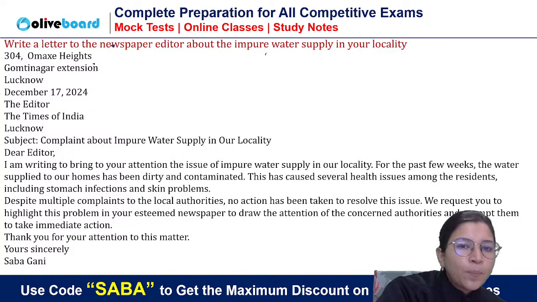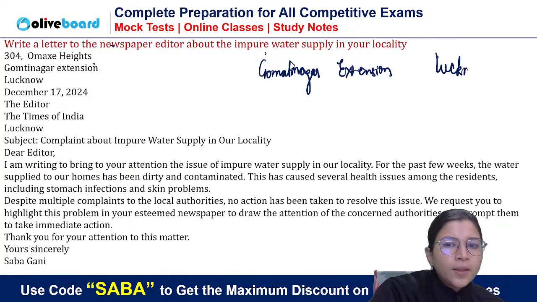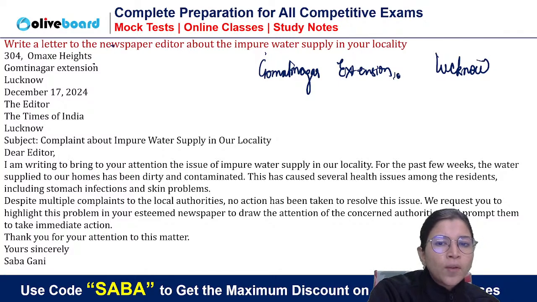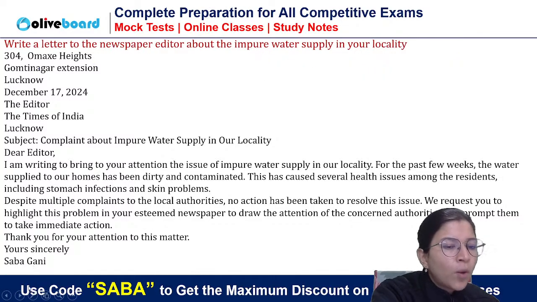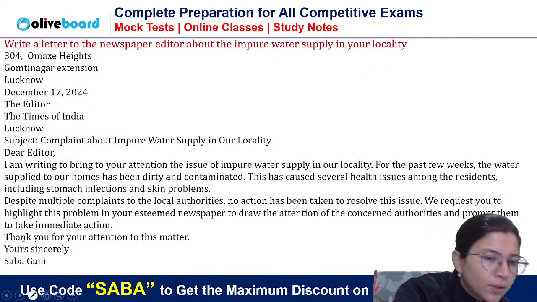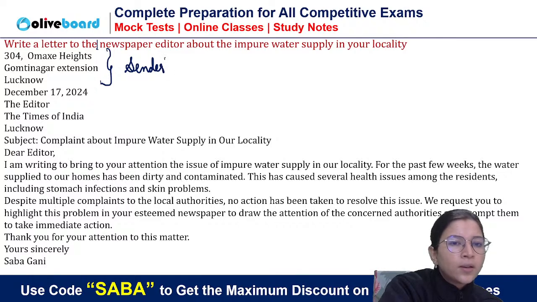Suppose we have written Gomti Nagar Extension, Lucknow in the same line. Then you will have to put one comma to separate these two elements. Clear? But if you are writing all the elements in different lines, then there is no need of a comma after the word. So this is your sender's address. Clear everyone? I'm the sender. I'm writing this letter to the newspaper editor. So this is my sender's address.